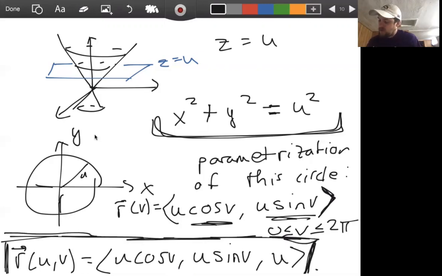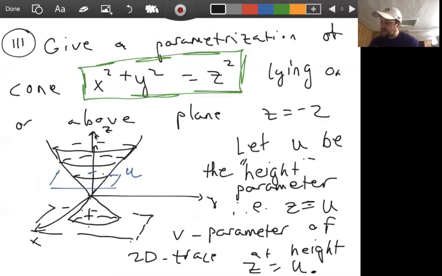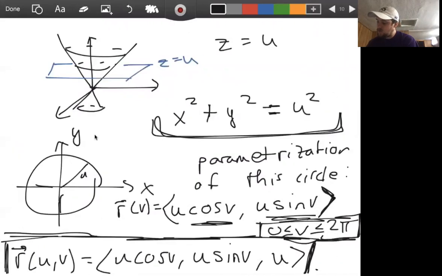Now we need the bounds, right? Well, we know v is between 0 and 2 pi, but then if u is directly indicating height and we're on or above the plane z equals negative 2, that means u must be greater than or equal to negative 2, right? And so these are our bounds here, along with the parameterization.